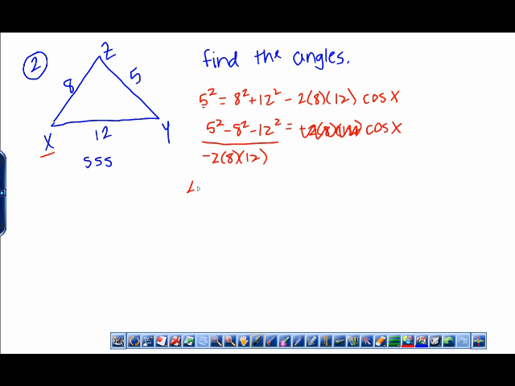So then angle X, the measure of angle X, is going to equal the arc cosine of this whole thing: 5 squared minus 8 squared minus 12 squared over negative 2 times 8 times 12. Okay, you could do it step by step, or you could do it this way, or, you have to use good algebra skills no matter what you do.